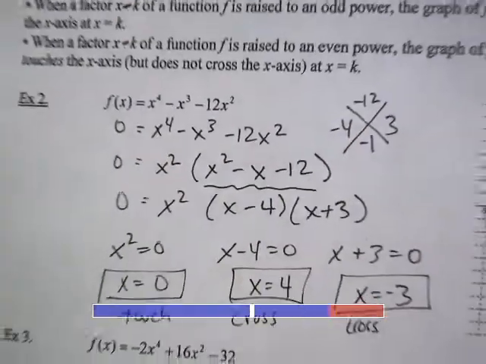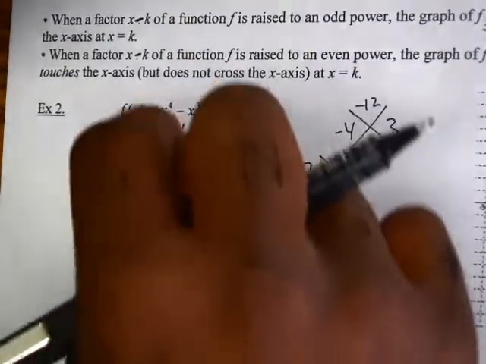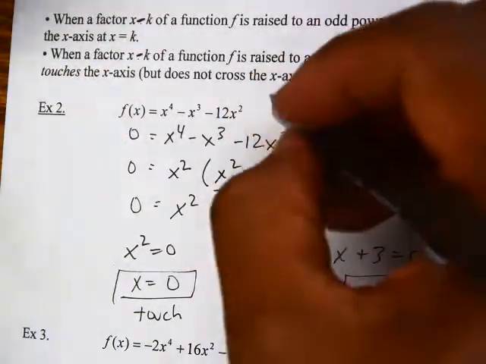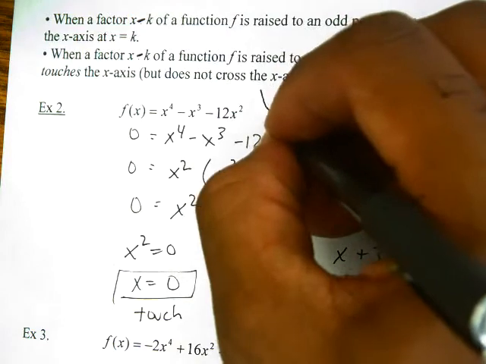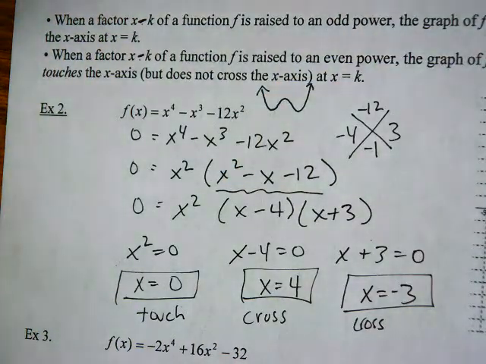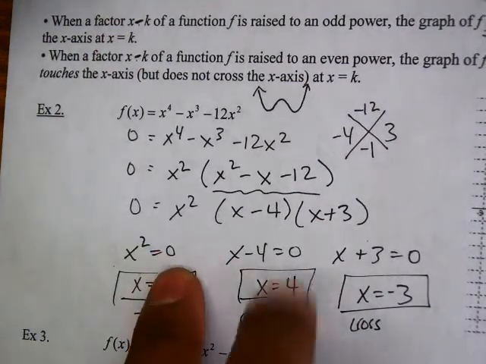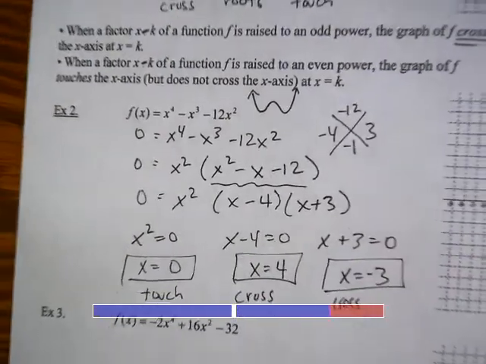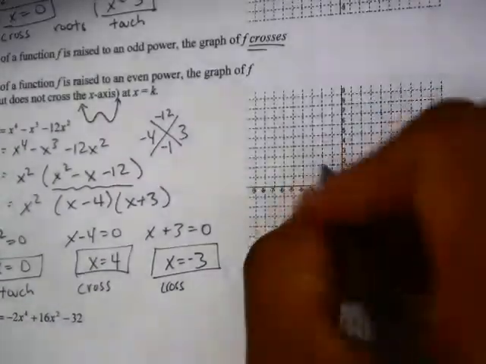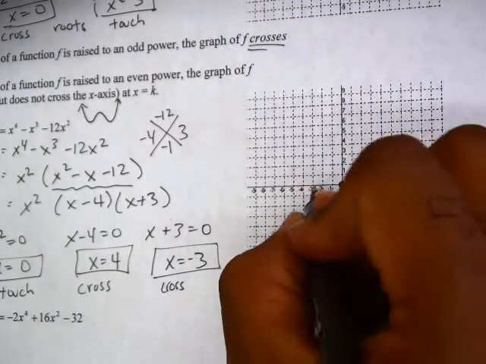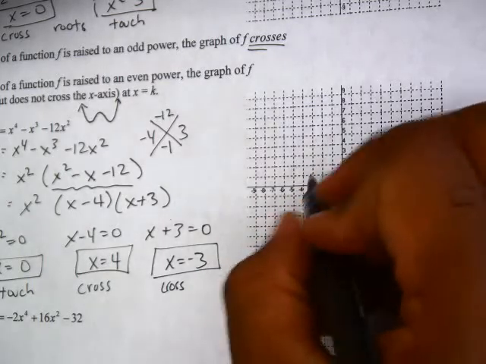Going back to the beginning, it is an x to the 4th. It's a quartic, and the first number is positive, so it opens up. So the general shape of the graph looks like this. Okay, so I need to put it together with these roots to get a more accurate picture. So, here's 0. Here's 4. Here's negative 3.